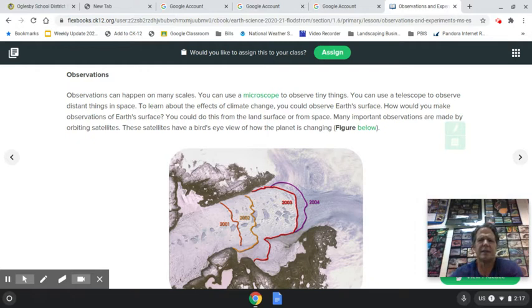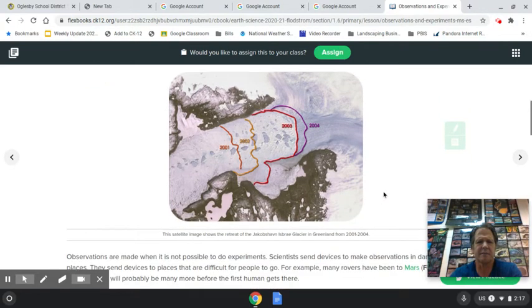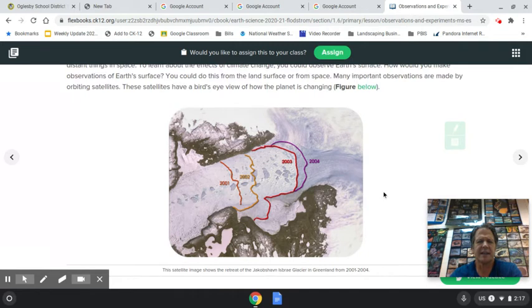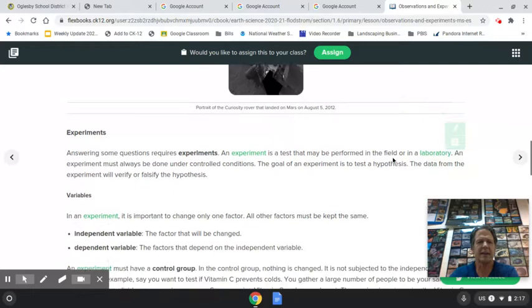We could say rising temperatures are causing glaciers to melt. And you'd say, well, what do I have? Well, your observations are down here. This is a glacier, I believe in Greenland, and it's showing how it's been receding over time. Over time it was here, and now it keeps getting smaller and smaller. So that's a bird's eye view from the satellite. Scroll down here now, experiments.